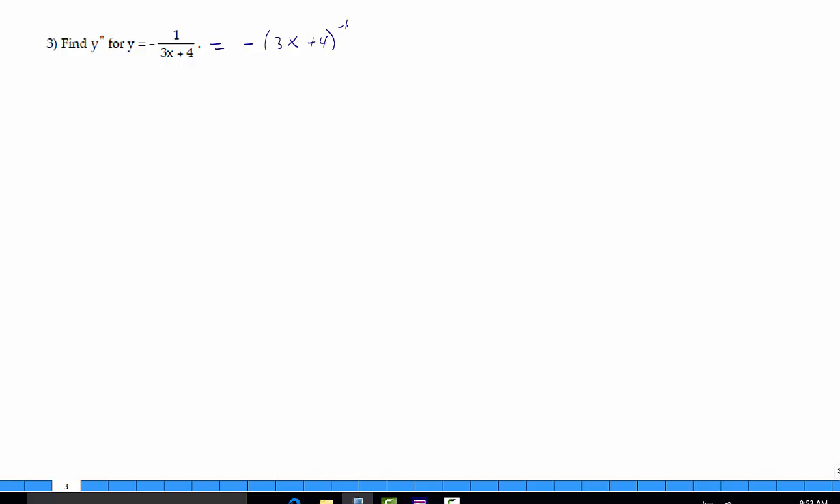It'll be less work than the quotient rule. But if you use the quotient rule and you simplify everything correctly, you'll get the same answers. Okay, so this is what y is equal to.